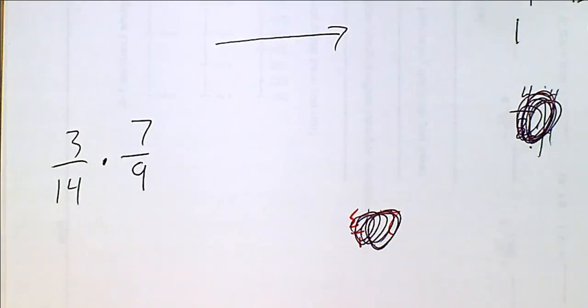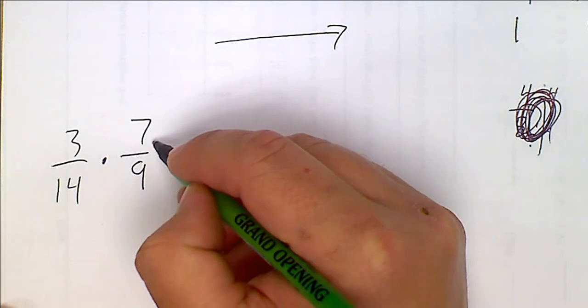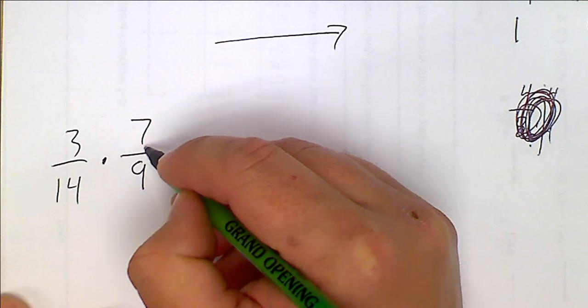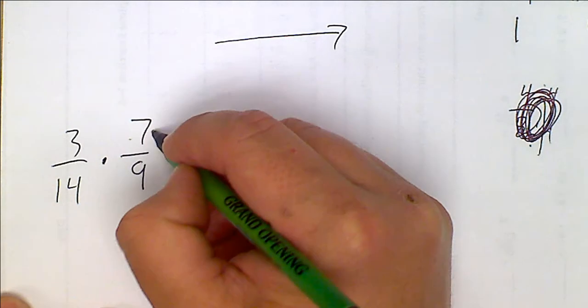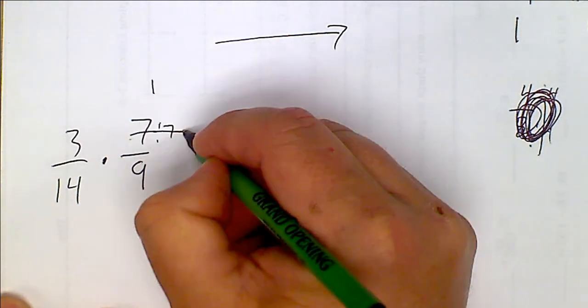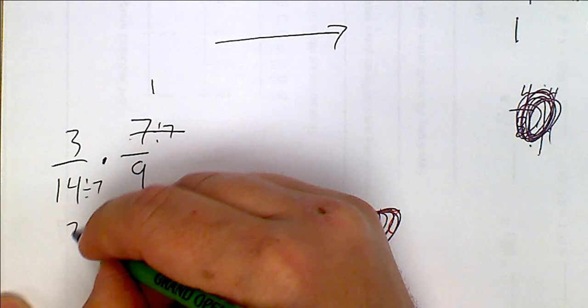We're going to do some more examples here. What about this one? Yeah, divide 7 and 14. What can I divide those by? I can't divide those by 2. 2 doesn't go into 7. Divide by 7. So if I divide that by 7, I get 1. If I divide this by 7, I get 2.